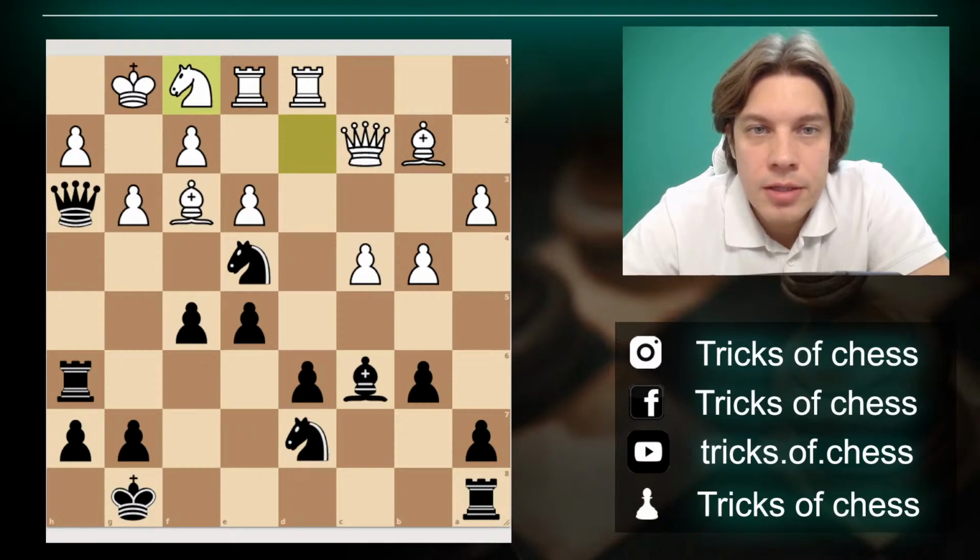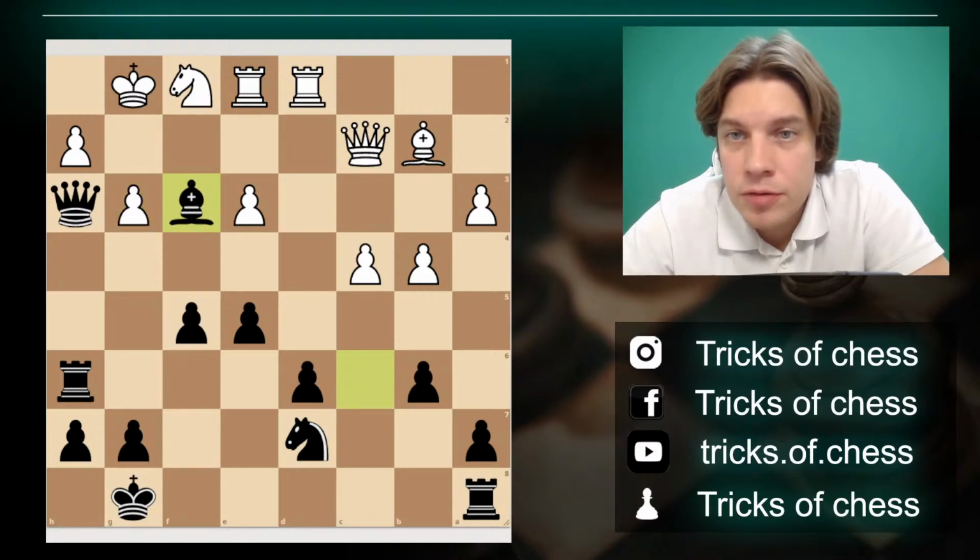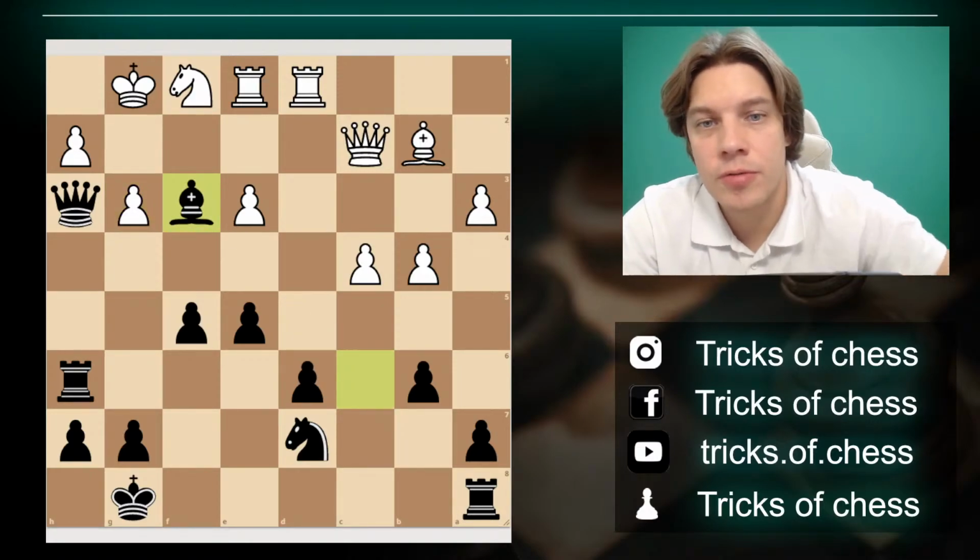So knight f1, knight g3. What then? No, if knight takes, then bishop f3 and the game is over. If what? F takes g3. Bishop f3, this is a winning position. The game continued, of course, here, but this is a winning position already.